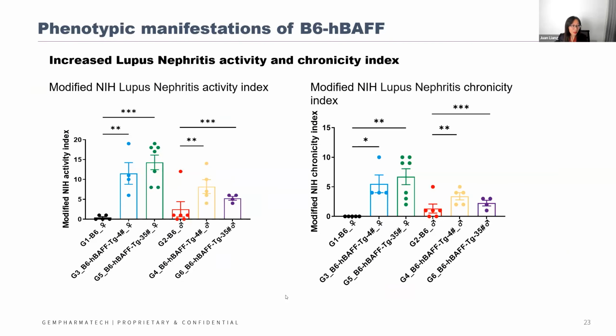The statistical work shows an increased lupus nephritis activity index in the TG mice compared with the control mice, and the lupus chronic index is also increased in the TG mice compared with the B6 control mice.